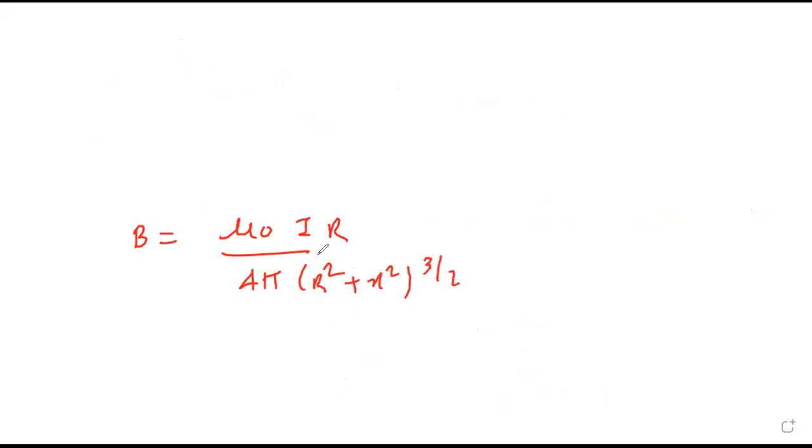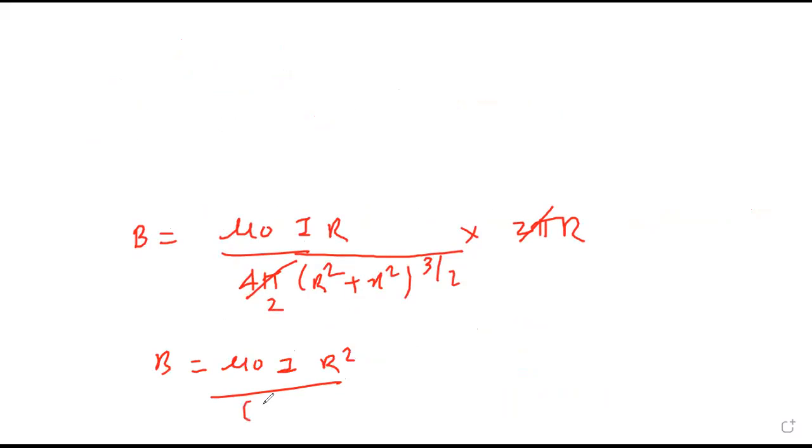So therefore, B will become mu naught I upon 4 pi r, into r square plus x square raised to 3 by 2, into circumference 2 pi r. 2 pi into 2 cancel. So mu naught I r square upon 2 times r square plus x square raised to 3 by 2.